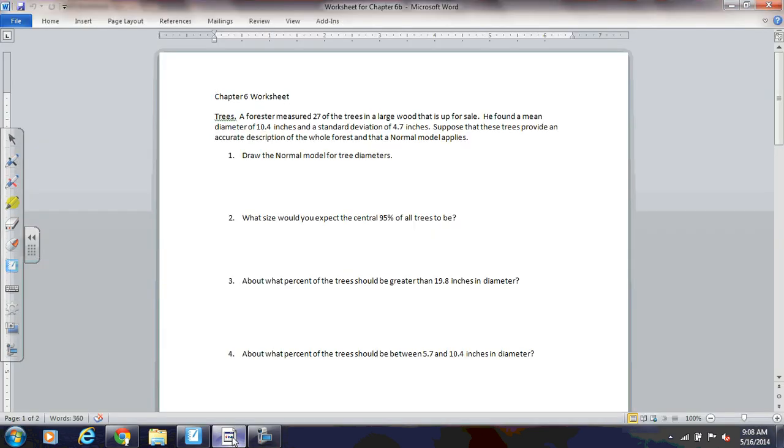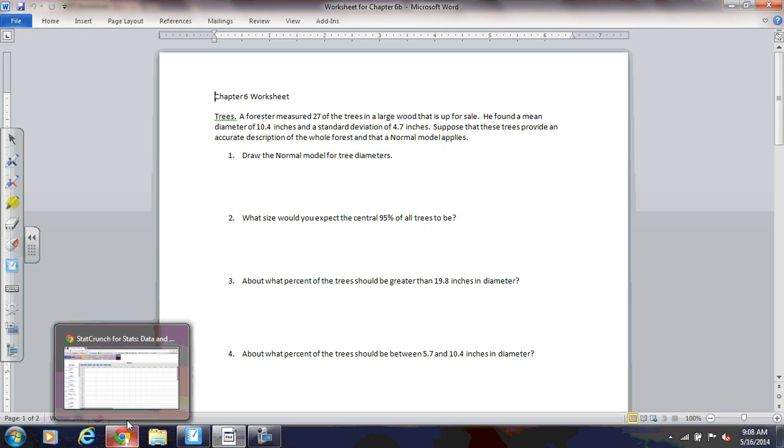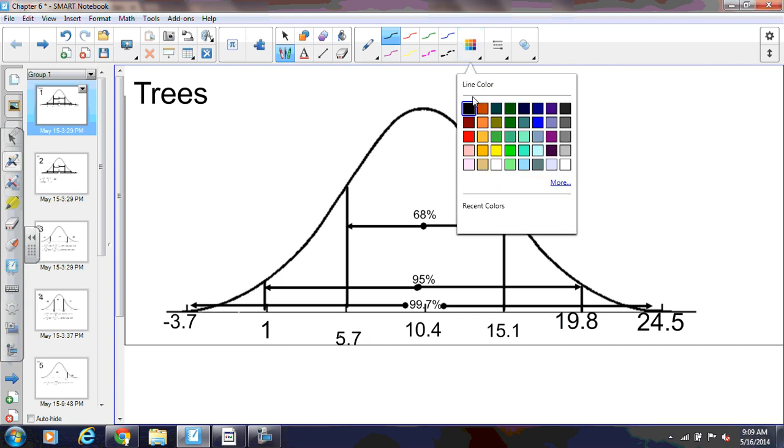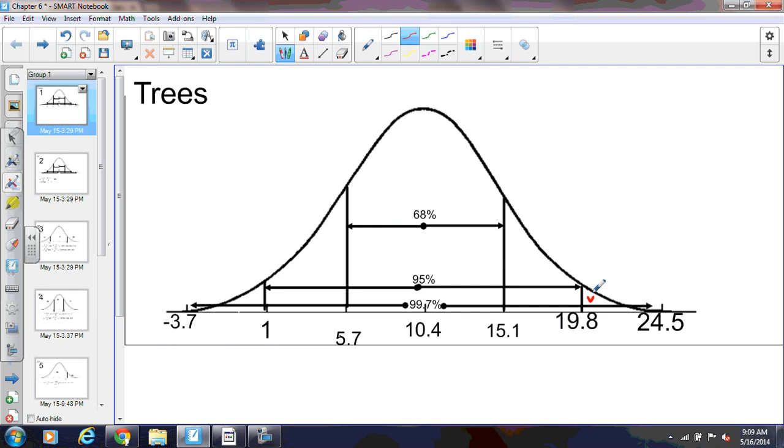Next question asks, about what percent of the trees will be greater than 19.8 inches in diameter? All right, so for 19.8 inches, we're trying to find this area right here. We could fill it in here. So we're trying to find this area under the curve that is greater than 19.8.